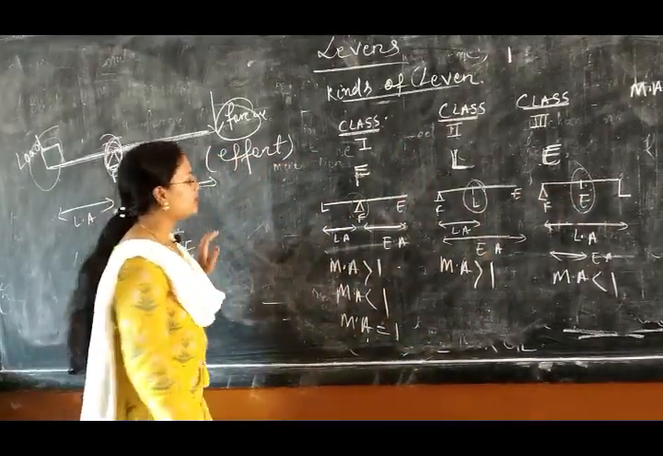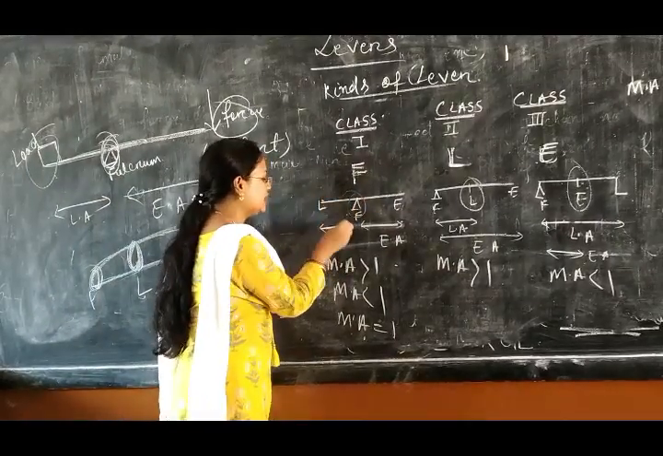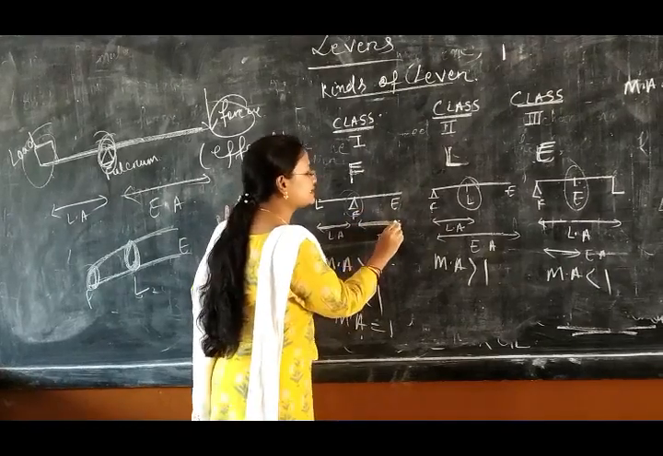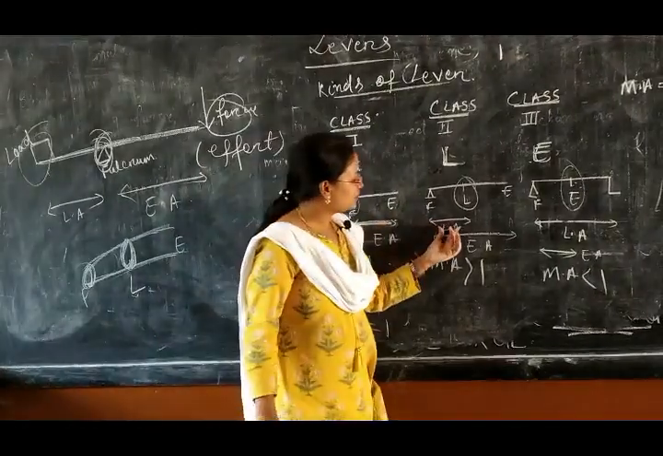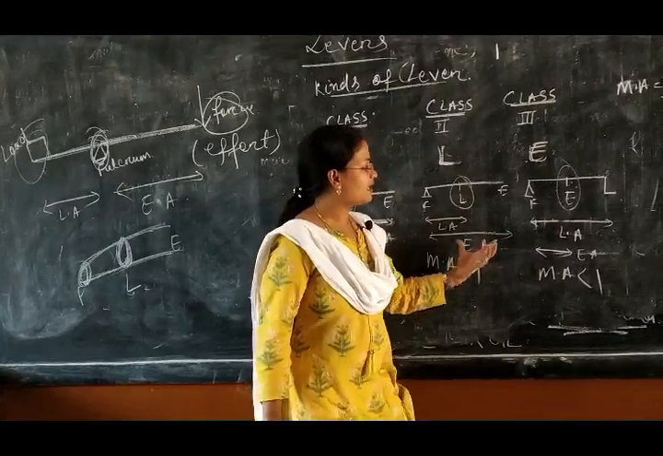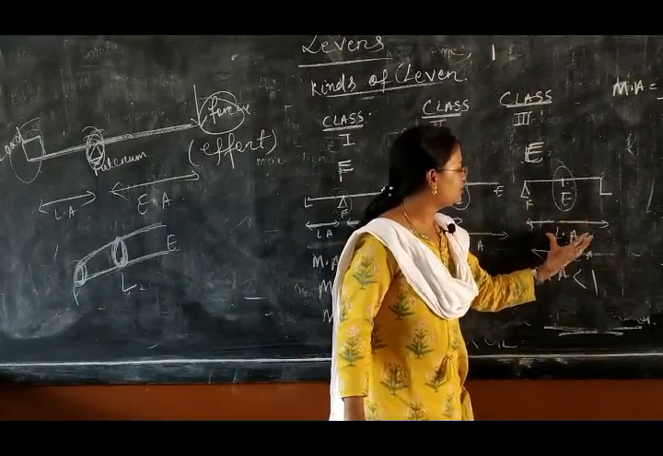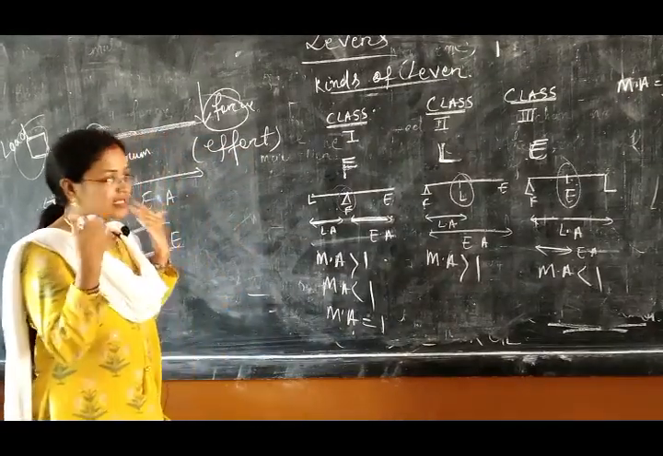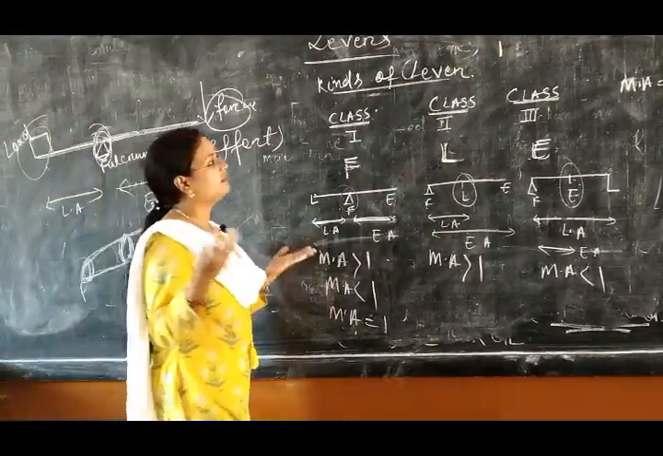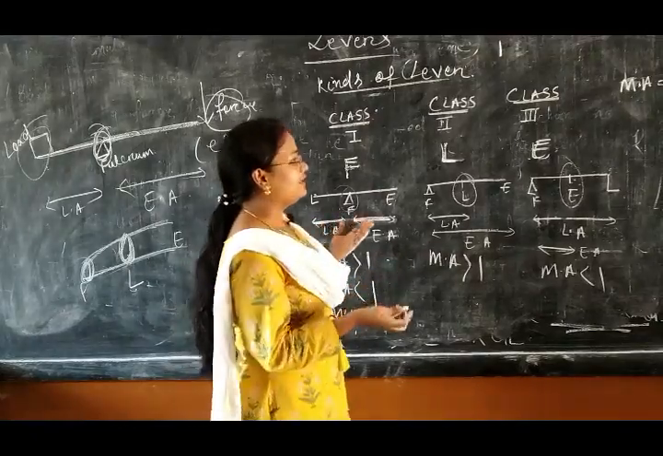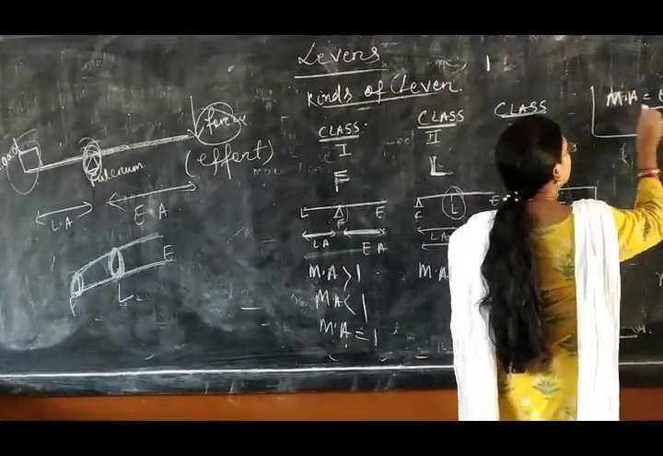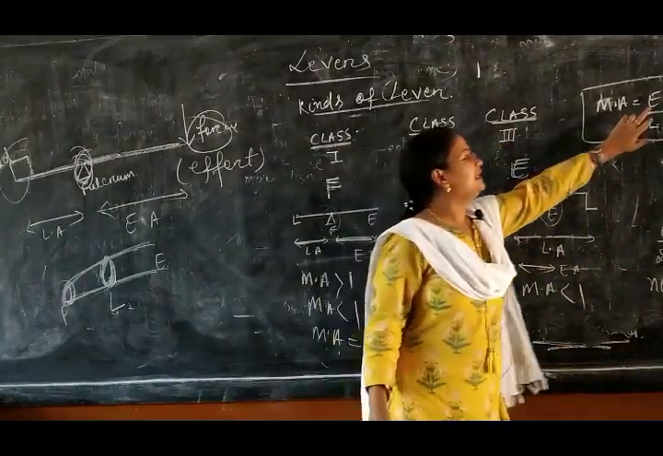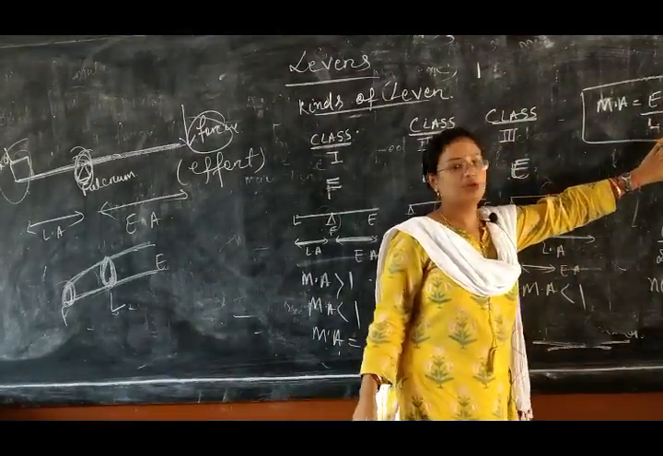Now, fulcrum to load is known as the load arm, and fulcrum to effort is known as the effort arm. Similarly here, this one is the load arm and this one is the effort arm, and for class 3, this one is the load arm and this one is the effort arm. In a lever, how do we find the mechanical advantage? Mechanical advantage is effort arm by load arm.